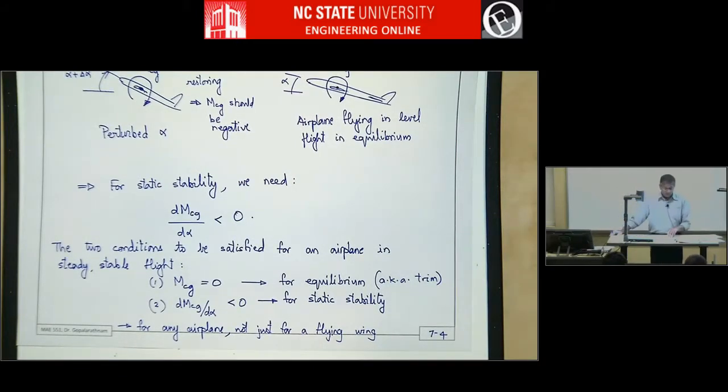And usually this is not a problem at all because the tail takes care of it. The tail is a small wing essentially, and it's put so far behind that, even if you can adjust the tail lift to a small amount, it will cause a big moment about the center of gravity. So that's not a problem at all. But when you want to make a flying wing work, you don't have a tail, so you have to figure out how to do it.